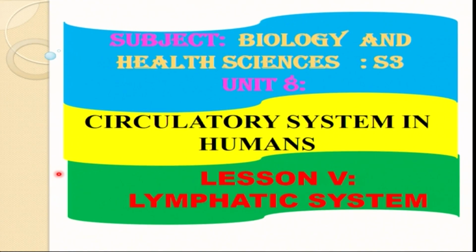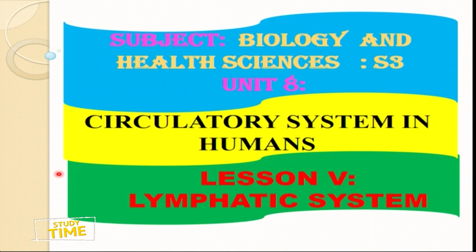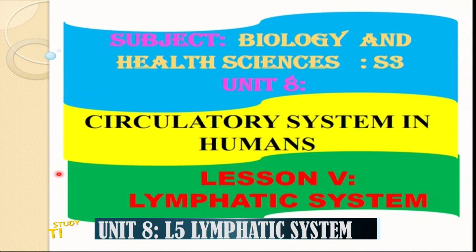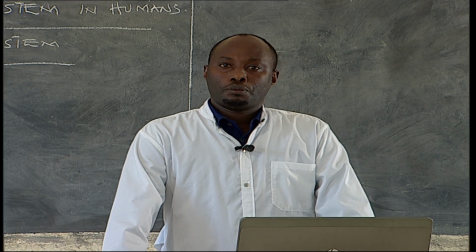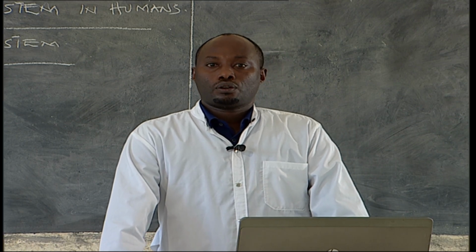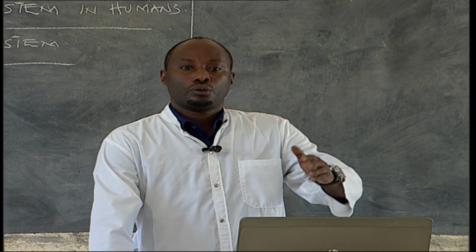As usual, I'm your teacher Herbert, and I will be taking you through the biology of Form 3, Senior 3 class, and we are still on Unit 8. Unit 8 is concerning the circulatory system in humans, and it is Lesson 4-5, concerning the lymphatic system. As you know, in the previous lesson, we discussed the components of blood, what the major components of blood are, and how they do their functions.